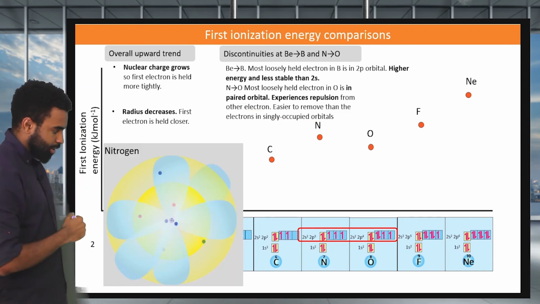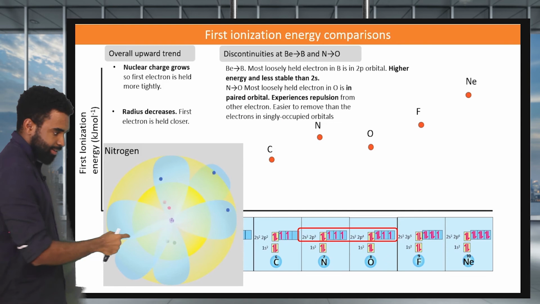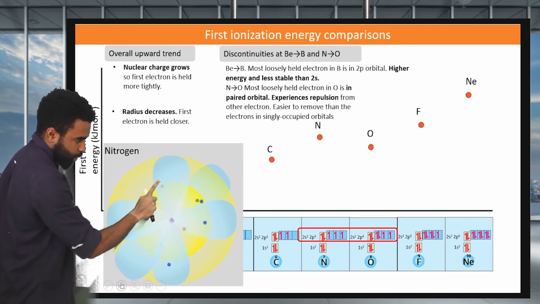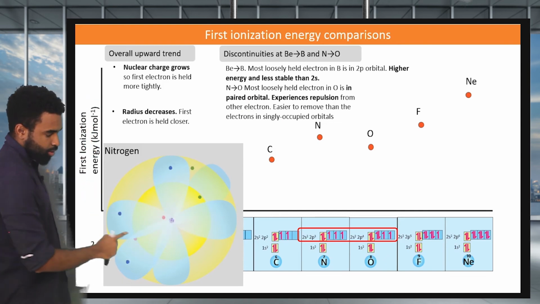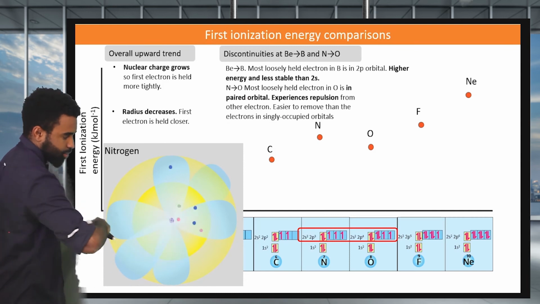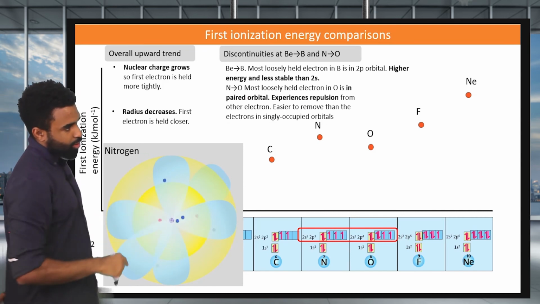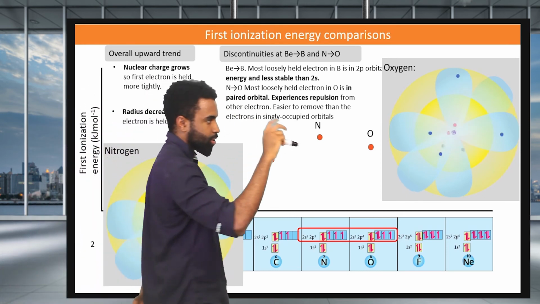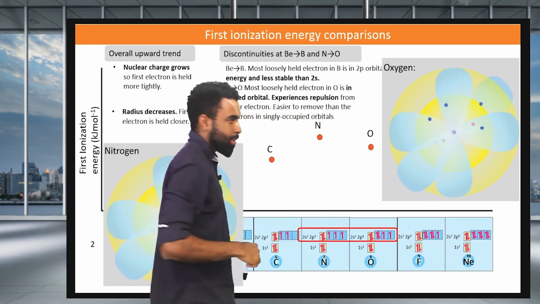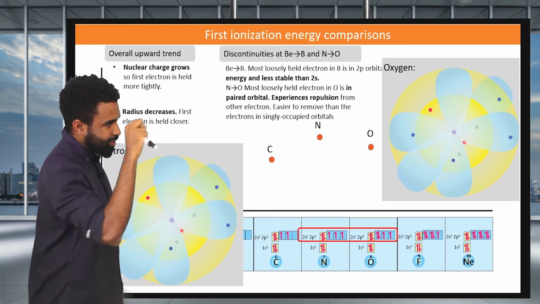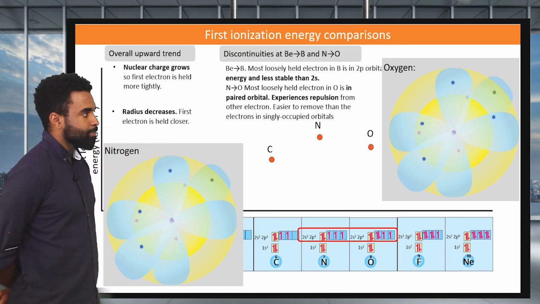Here's nitrogen's structure. You can see that in each of these p orbitals, we only have 1 electron. So 1 electron in the px, 1 electron in the py, 1 electron in the pz, which goes in and out of the board. If we look at oxygen, we can see that we have 2 electrons in this px now. Those electrons repel each other, and it's easy to remove one of them.